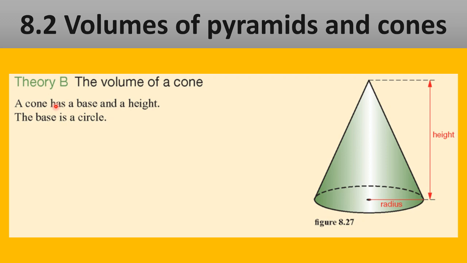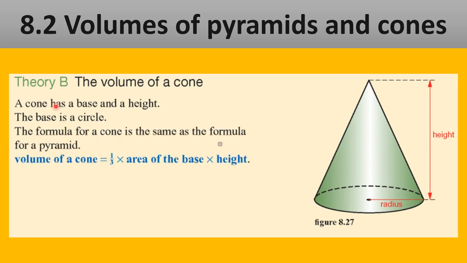Well, again, a cone has a base and a certain height. The base of a cone is always a circle. If your base is not a circle, it's actually not a cone. Okay? And the formula for a cone is the same as the formula for a pyramid. Oh, that's nice. So it's going to be 1/3 times the area of the base times its height.